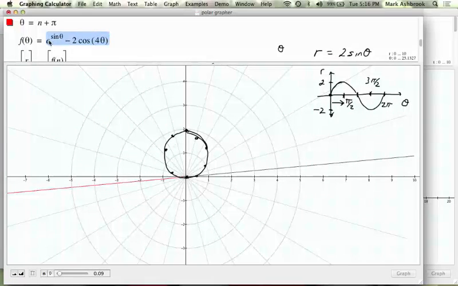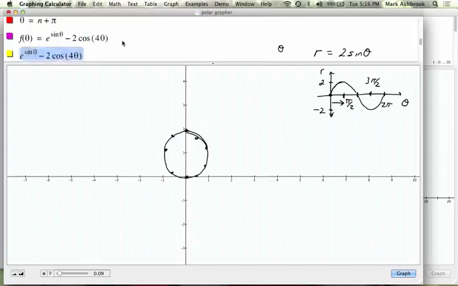So what's our f of theta? I've got to save that. Can't lose that. That's cool. The butterfly. All right, so we're doing 2 sine theta.